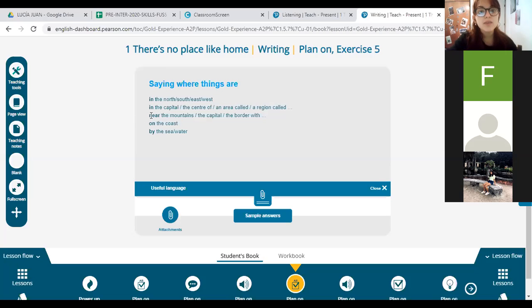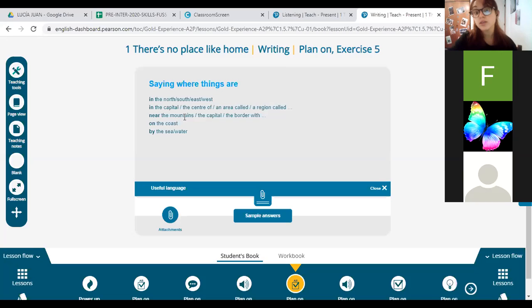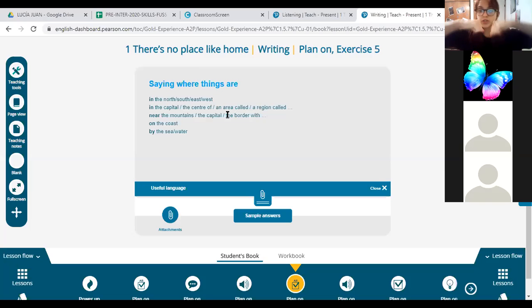Good. If I say near the mountains, near the capital, near the border with, what is near? Cerca. Close to. So, close to the mountains, cerca de las montañas, close to the capital, and close to the border. What is the border? La frontera. You know what frontera is? Yes. Where two countries meet, there's the border here.